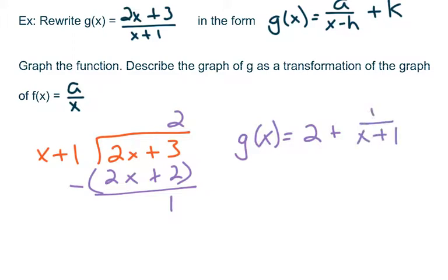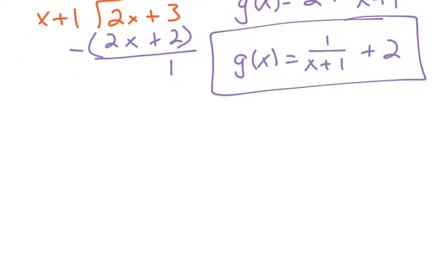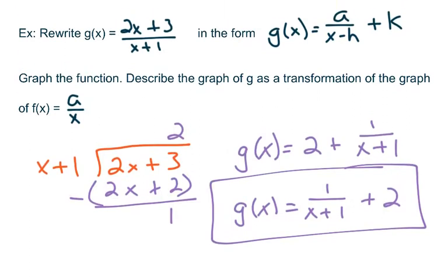Now, normally when we're rewriting it in this form, all we need to do is switch these two around. So our actual answer is g of x is equal to 1 over x plus 1, plus 2. So this right here is your answer for the part where we rewrite it in the simpler form. Okay, once we've got this, now we can go ahead and graph the function. So I'm not even worried about the original one, this 2x plus 3 over x plus 1, because we now have it rewritten in a simpler form.